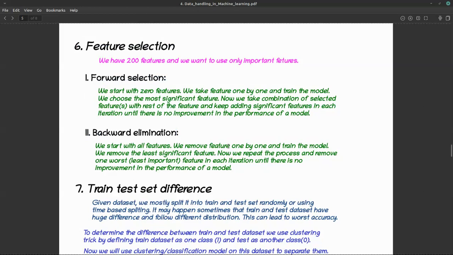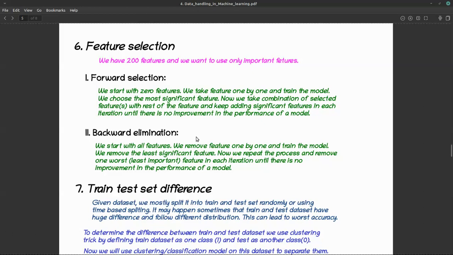So why is feature selection important? Let's say you have 200 or 300 features, but it's possible that not all of them are useful. Some have nothing to do with your dependent variable. The dependent variable can be a number or a category, so it's a regression or classification problem. So how do we find out which 10, 15, or 20 features, which k features out of n, are very important?